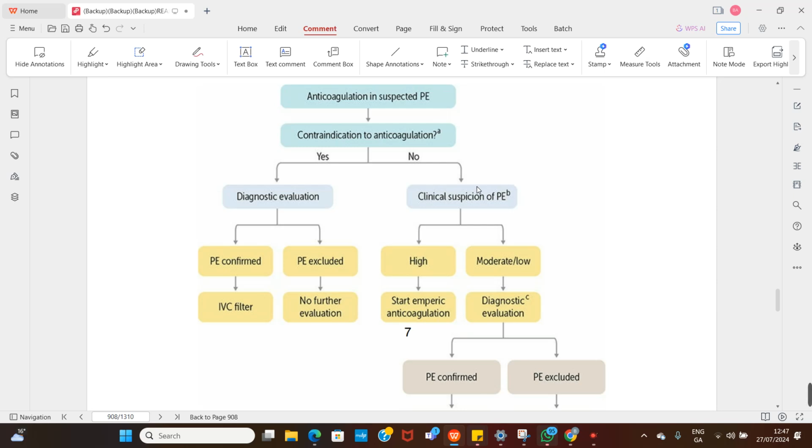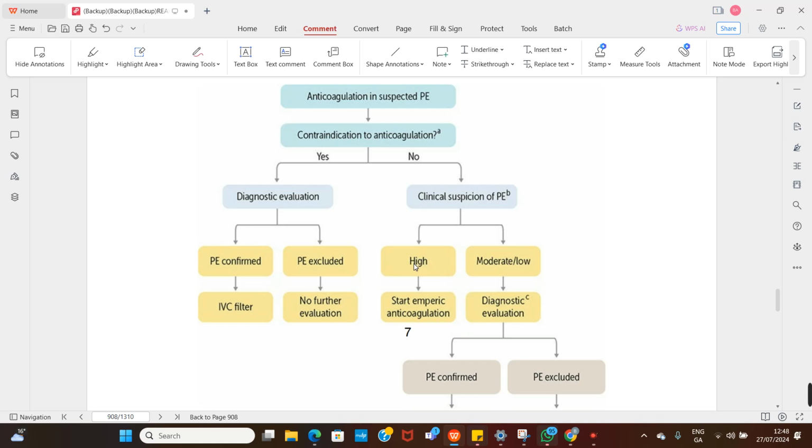So what do you do? You start immediately. You start your empiric anticoagulation. If the person has right bundle branch block, elevated JVP, hypotension, so that is suggestive of a massive PE, then you thrombolyze. Am I too fast? Maybe I should slow down. No, you're not too fast. Okay.